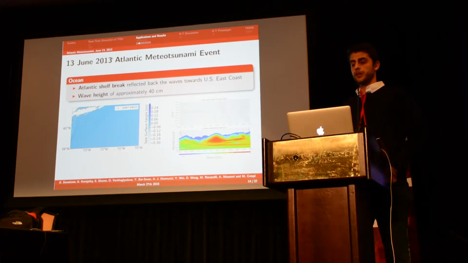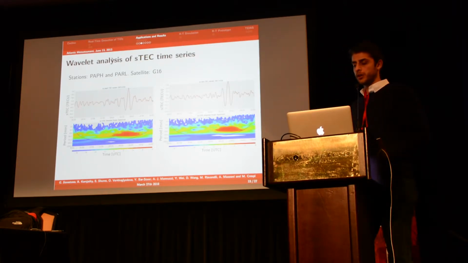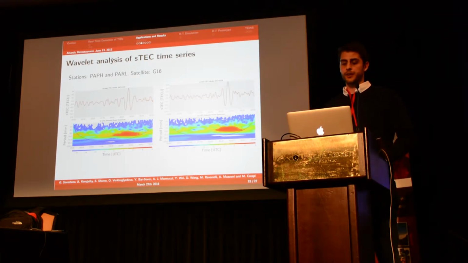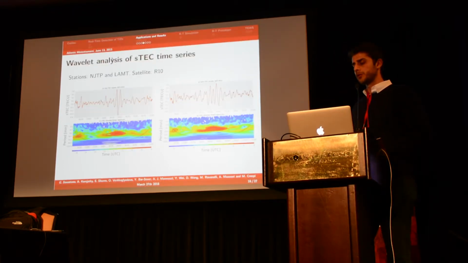So now we are interested in seeing the response of the ionosphere. We saw the atmosphere, we saw the ocean. How does the ionosphere respond to this perturbation? This is a GPS satellite, G16, from 2 stations, and again we have a wavelet analysis, and we have a bulk of frequency that is in the gravity wave regime. This is a GLONASS satellite. At the time there were also GLONASS satellites available from this station, and we see the same kind of perturbation from 2 different stations.